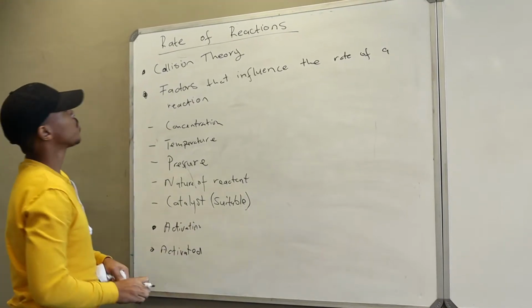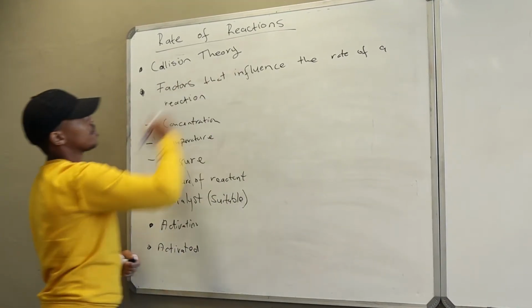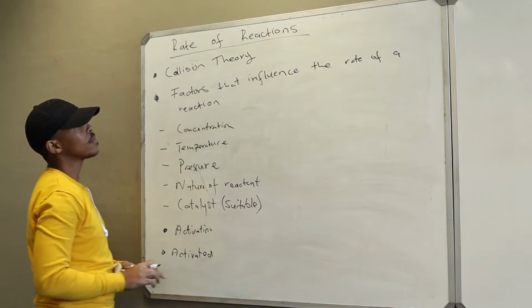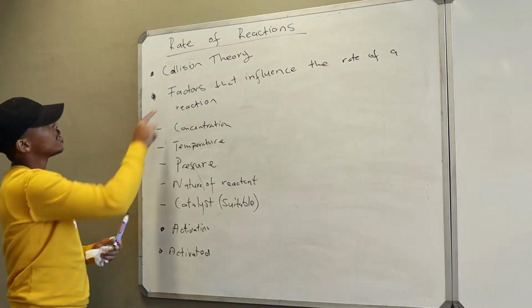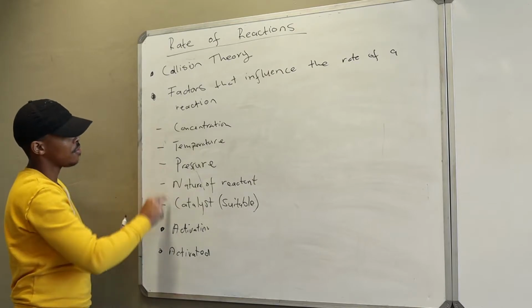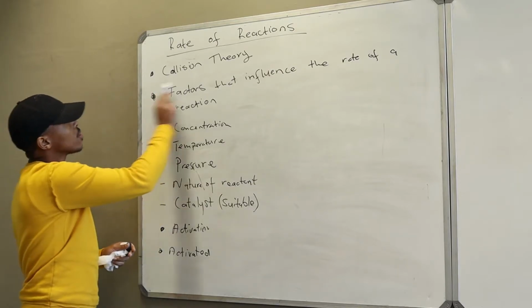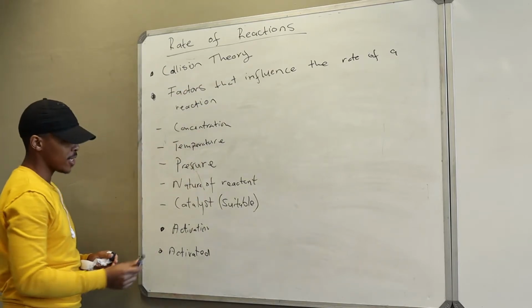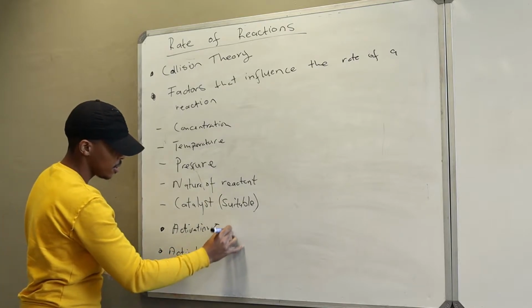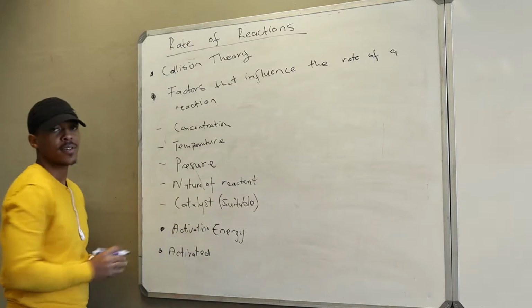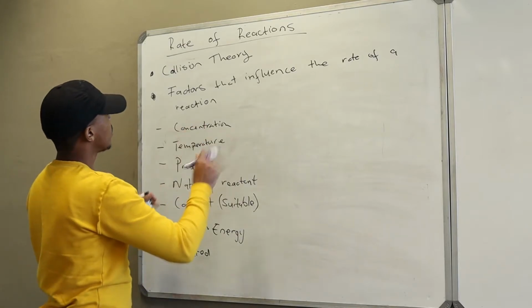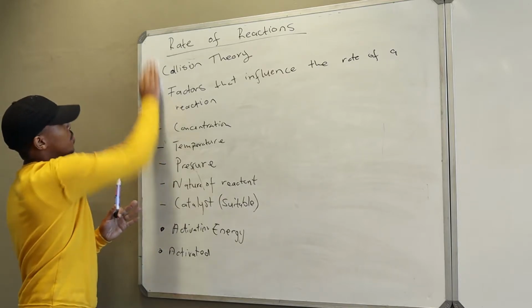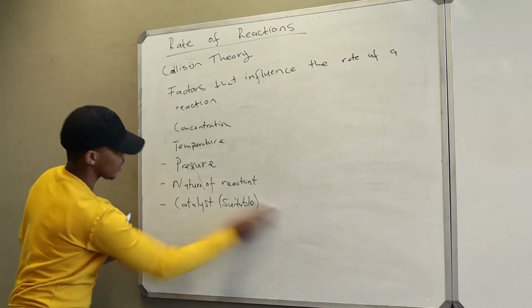What I did last week, I defined collision theory. I then explained why the rate of reaction is dependent on these things, and something else you have to know is to explain why these affect the rate of reaction according to collision theory. So we have to put this in terms of collision theory, and I also explained the difference between activation energy and activated complex. If you want to know more about these, just go back to the lecture that I did last week.